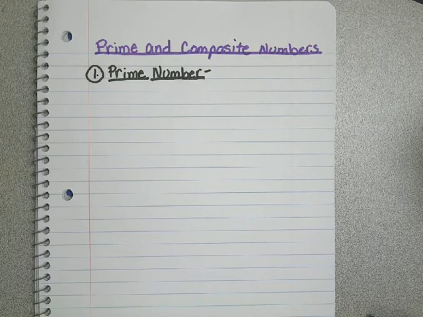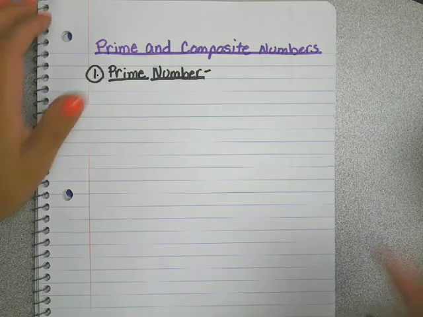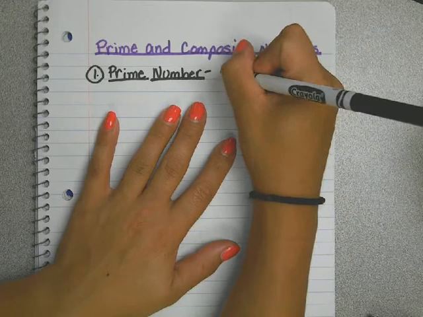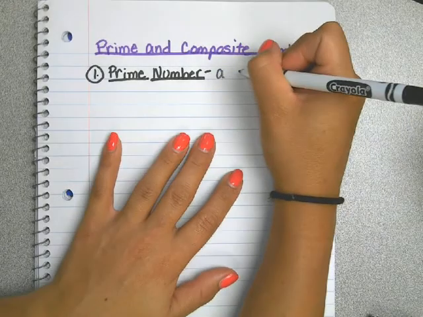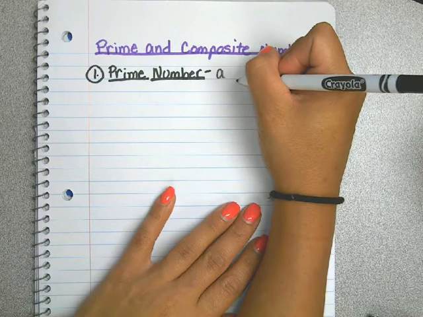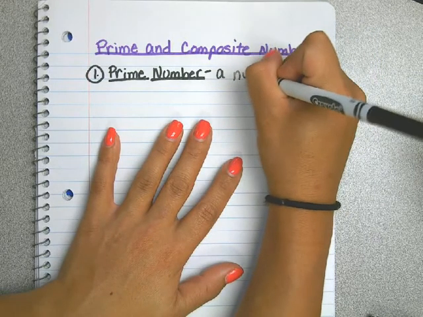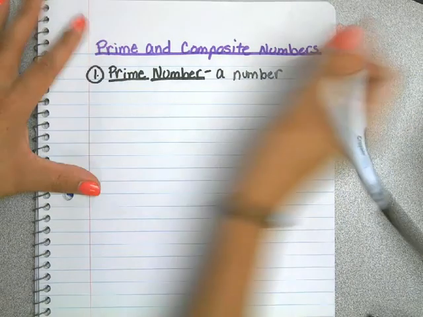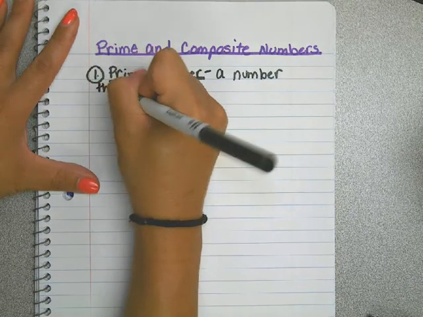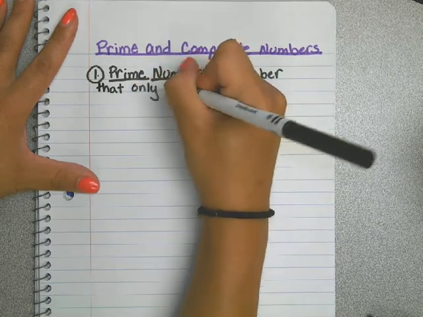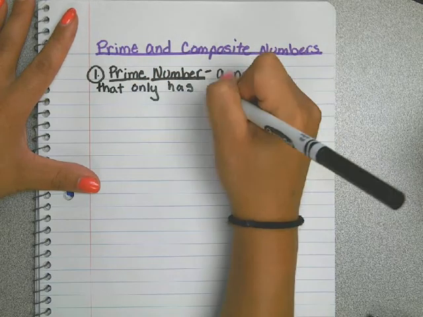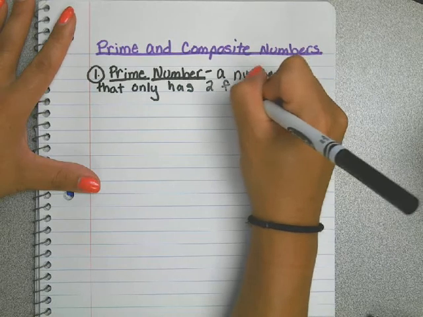Usually it's an odd number, but it doesn't have to be an odd number. Like 3 times 7 is 21. That's an odd number, but most of the time it is an odd number. Okay. The definition of a prime number: it's a number that only has two factors, one and itself. So let's write that down.